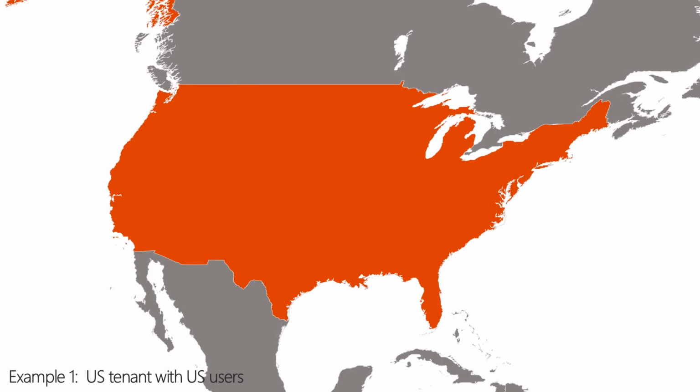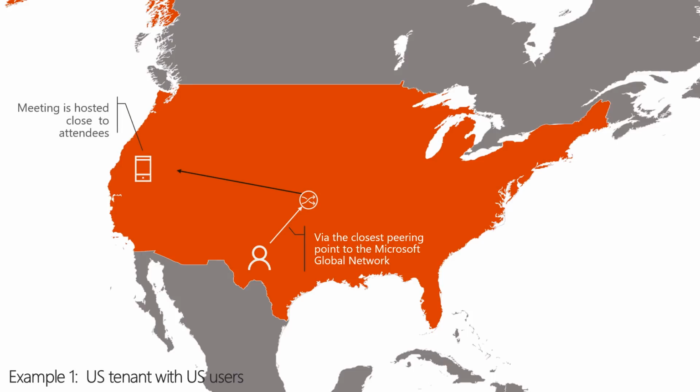Now, this is an example. In example 1, we have a US tenant with US users. Here are our users. They connect over the internet, the public internet, or if they chose to deploy ExpressRoute, to the closest peering point of the Microsoft Global Network. The Microsoft Global Network is a high-speed network that was designed and is operated to provide Microsoft services to customers.